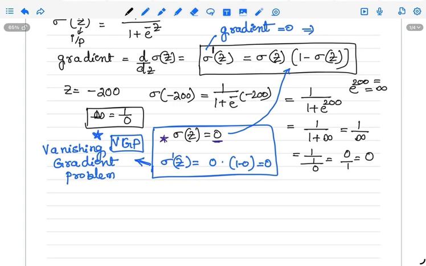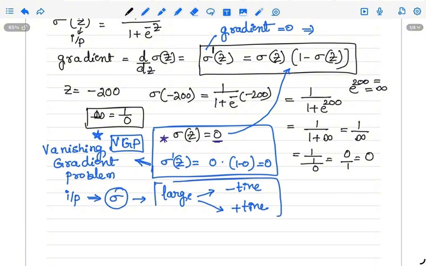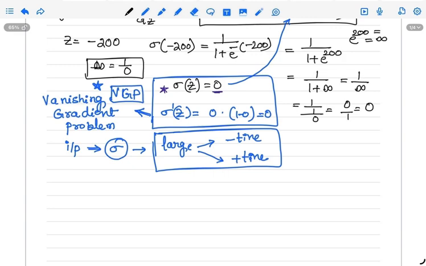What is the vanishing gradient problem? The derivative value is 0. For the sigmoid activation function, the input is a large negative number or a large positive number. If the input is a large negative or large positive number, the output becomes 0. That is, this value, sigma dash of z, is 0. So this is called saturation.